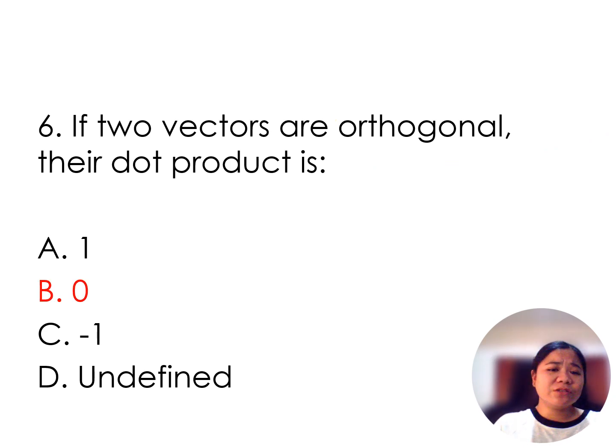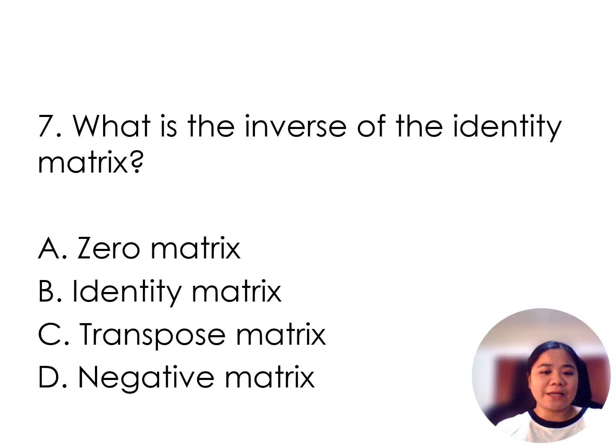Orthogonal. So think of it, remember or take note: orthogonal vectors have zero dot product. So hindi siya undefined, hindi siya 1 or hindi siya negative 1. It's 0. Orthogonal vectors have zero dot product. Remember that.